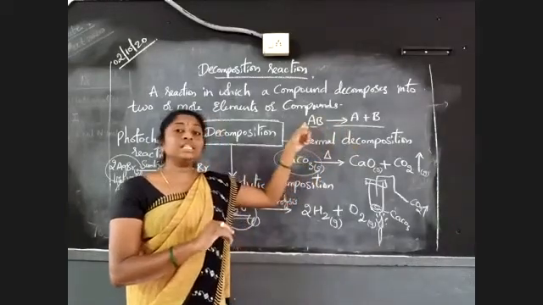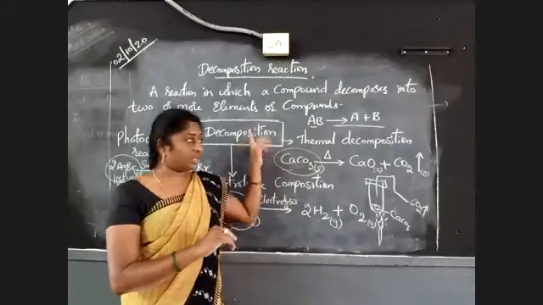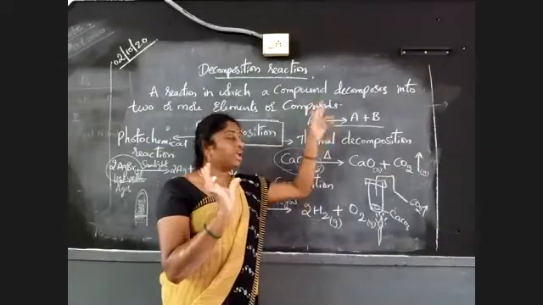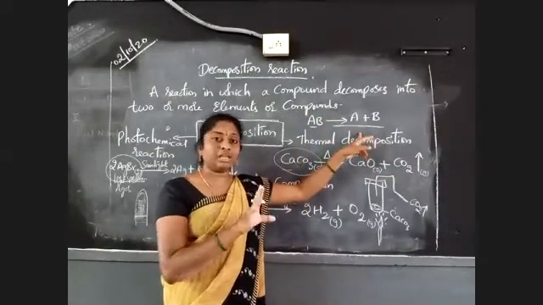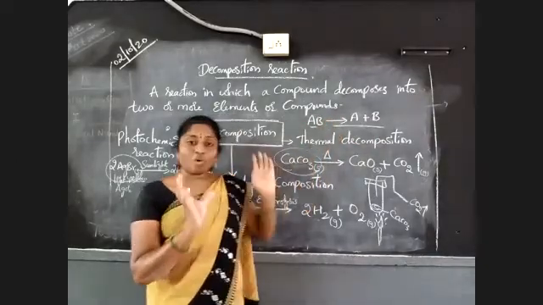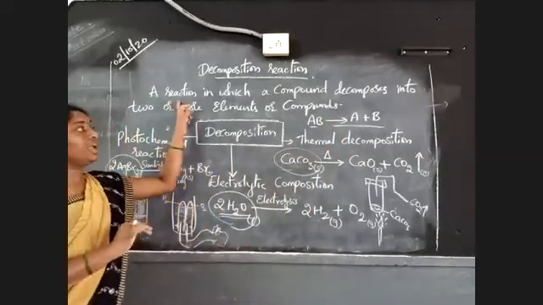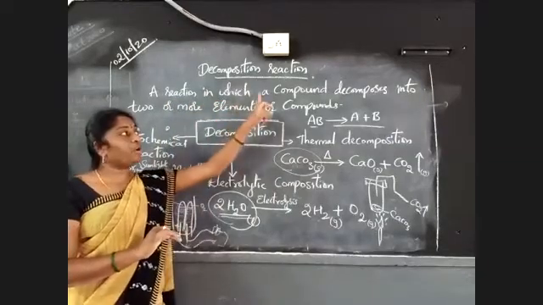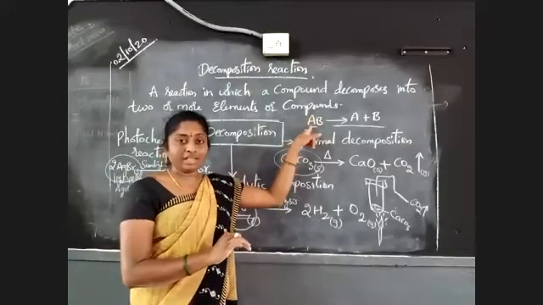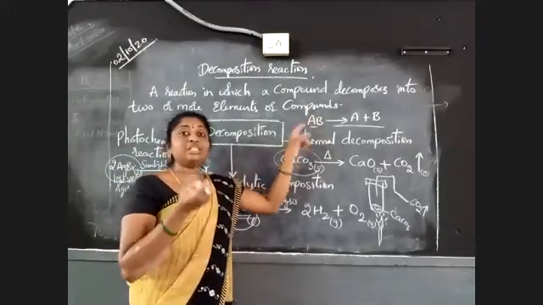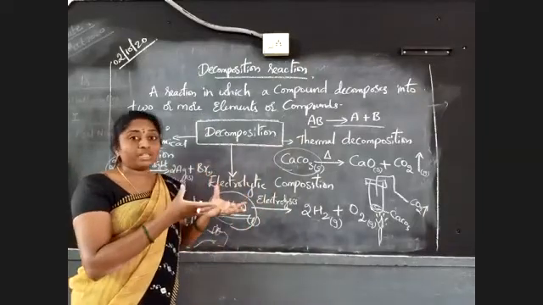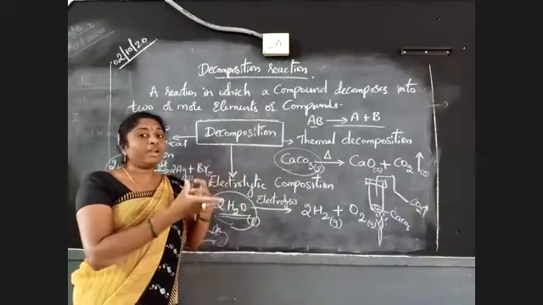So this is the general form for the decomposition reaction. Assume that AB is a reactant and the product is A plus B. So what is a decomposition reaction? A reaction in which a compound decomposes. You can see a reactant is there, a product is there. From the reactant, the substance decomposes or dissociates and changes into products. So the products will be two or more.